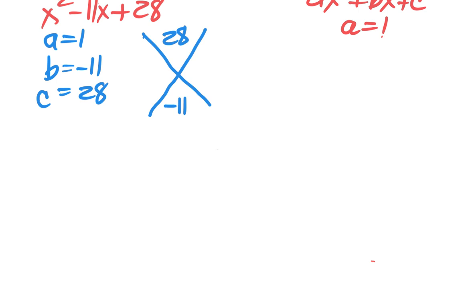We've got 1 and 28. We've got 2 and 14. 3 won't go into 28. 4 and 7. 5 won't go into 28. 6 won't go into 28. And we're back to 7. So we know we've got in all of our factors.